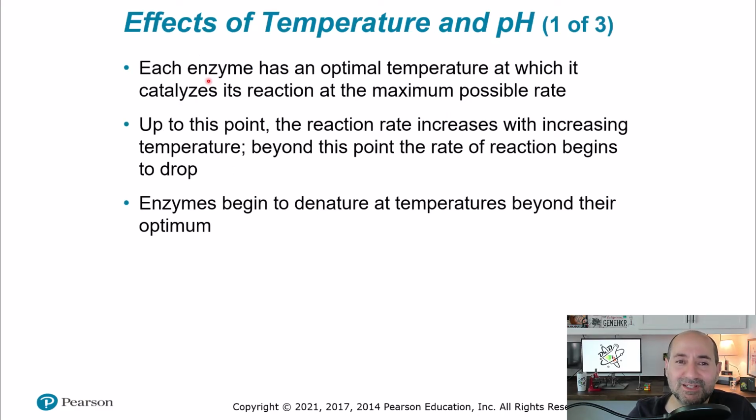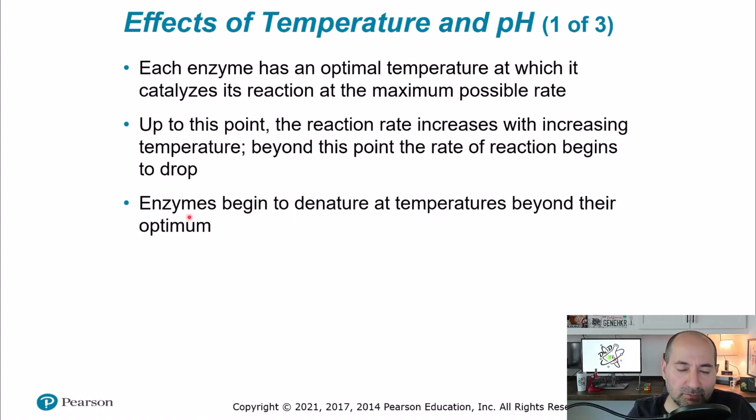What's interesting about enzymes is that each enzyme has an optimal temperature at which it catalyzes its reaction. In your body, most of those enzymes prefer body temperature, about 37 degrees C. But did you know there are some archaea that live in hot springs that are about 100 degrees C? Those archaeal enzymes have to work at 100 degrees C. So just because your enzymes prefer a certain temperature for optimal activity doesn't mean all enzymes are optimal at the same temperature.